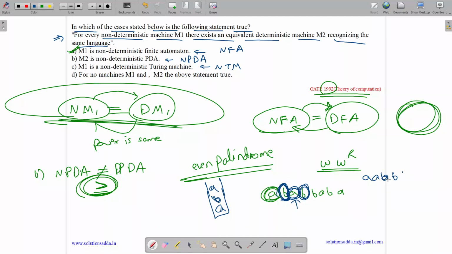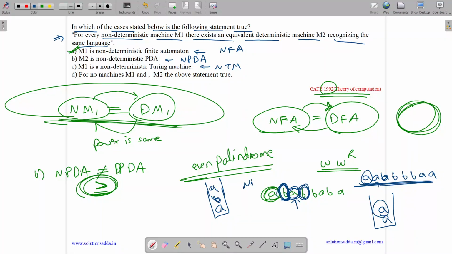Then we have double A, 4 times B, double A. Okay. Then we push A. Then on seeing the next A, we have to make a decision whether this A should be matched with this A and popped, or it should be pushed. This can't be done by a deterministic machine. This has to be done by a non-deterministic machine.